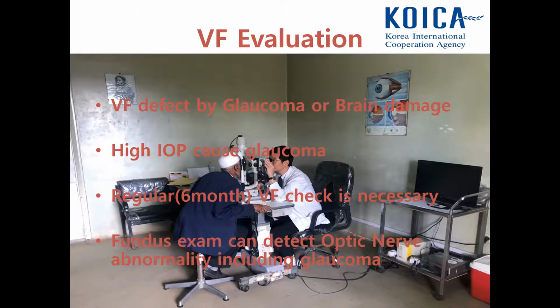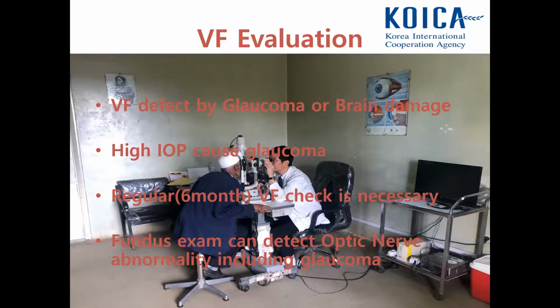Visual field can be damaged and narrowed for various reasons. Glaucoma is the most common cause of visual field defect. High intraocular pressure over 21 mmHg is the main cause of glaucoma progressing. IOP normal range is between 10 and 21.